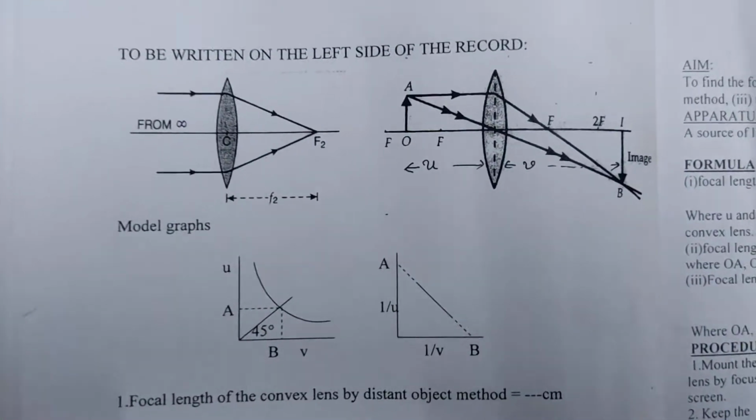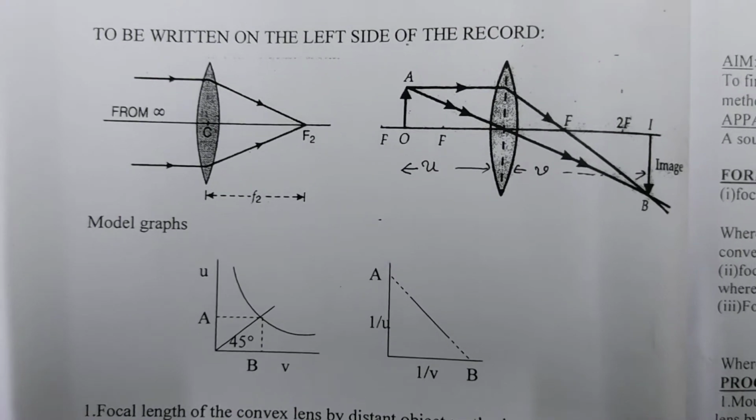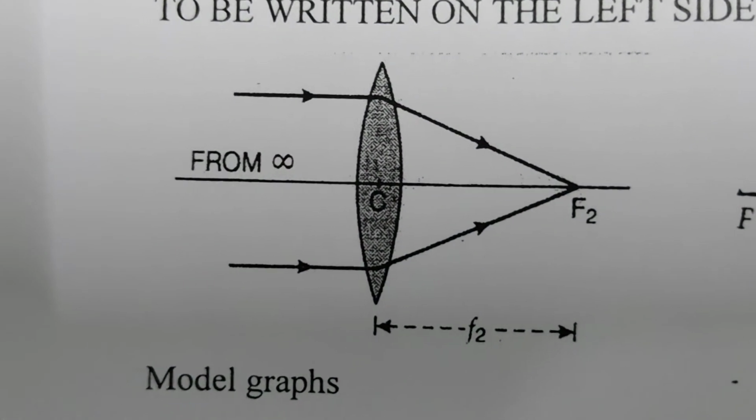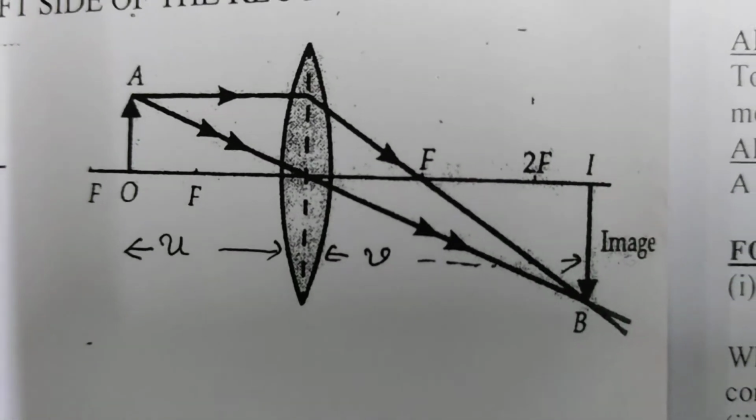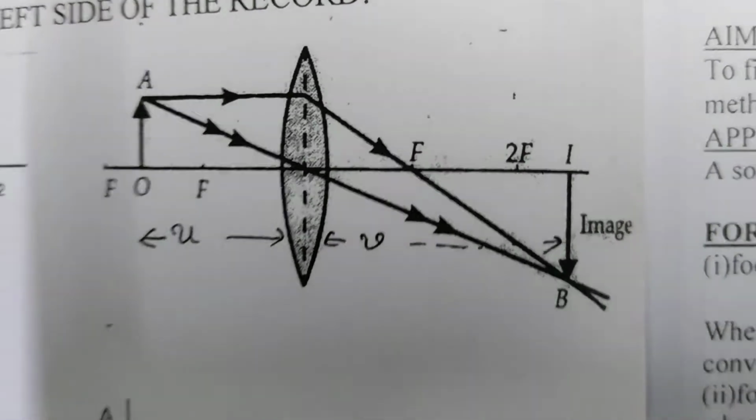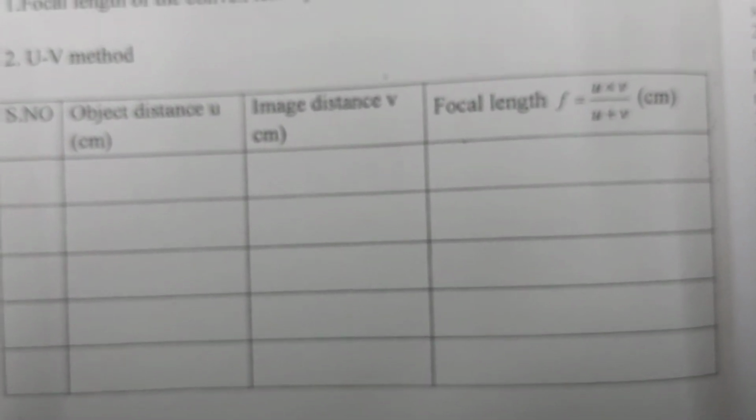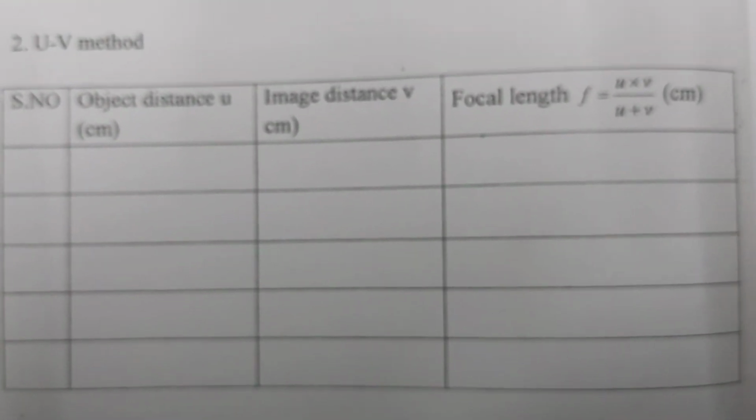This is the ray diagram to which you are all very familiar. This is the distant object method ray diagram. This is the UV method ray diagram. This is the required tabular column for the UV method.